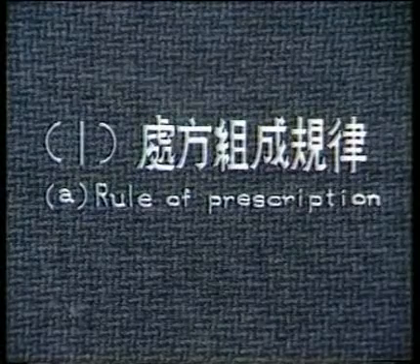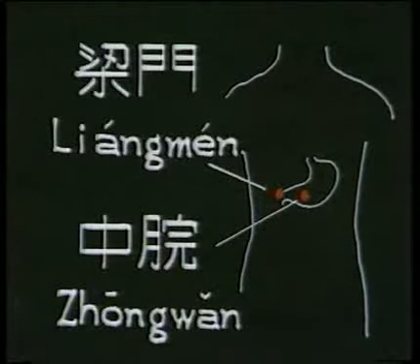There are 3 categories of point selection. 1. Selection of local points. This means choosing points which are near the diseased area. For example, Zhongwan, Ren 12, and Liangmen, Stomach 21, can be chosen for epigastric pain.